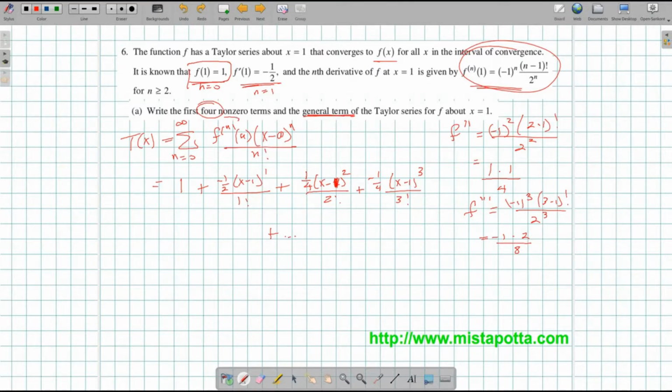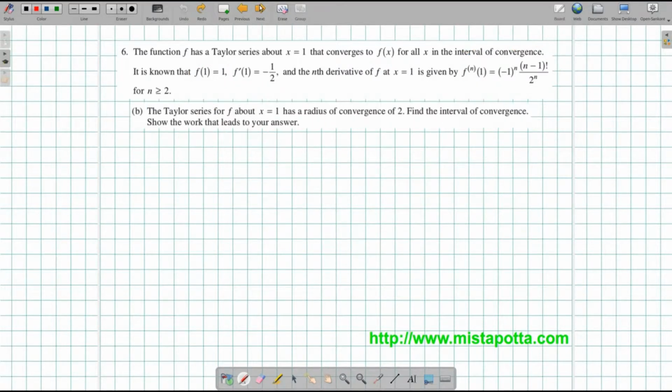And remember, it's going to be my nth derivative at a, which is going to be negative 1 to the n minus 1 factorial, over 2 to the n, times x minus 1 to the n, all over n factorial. And I don't have to simplify this. I can leave this like this. That's fine. So that's going to be my answer.